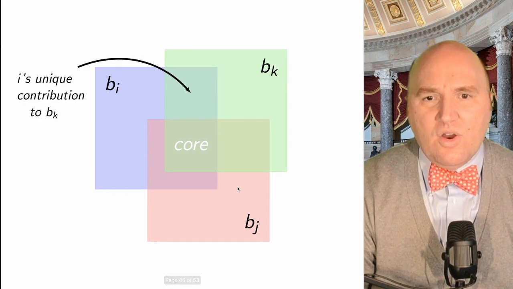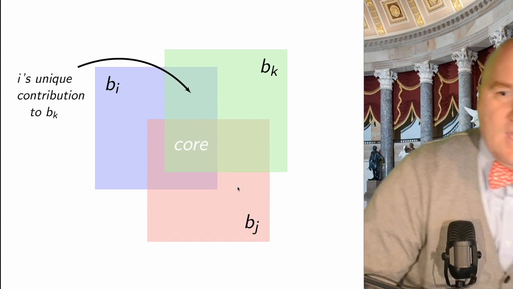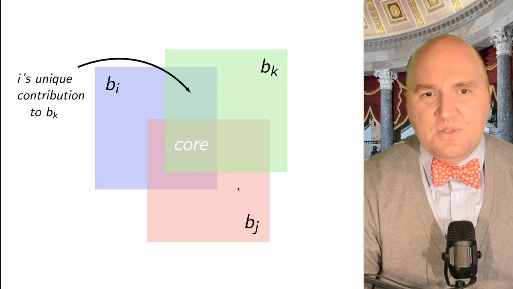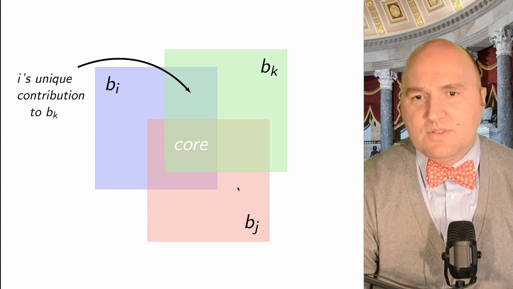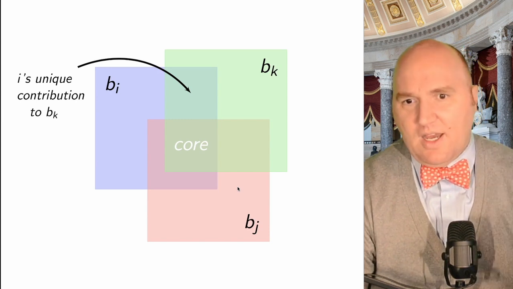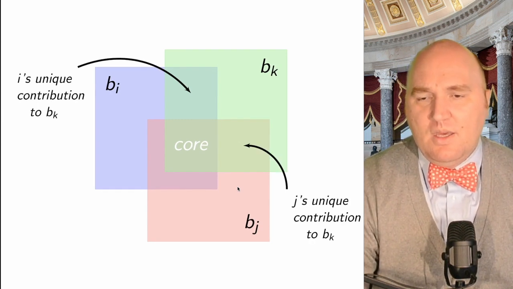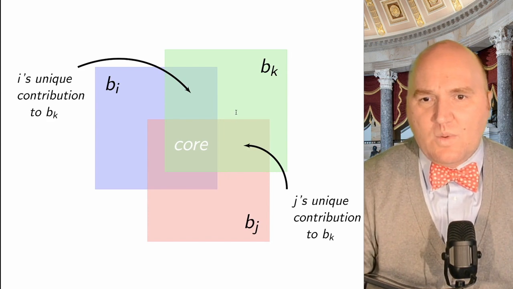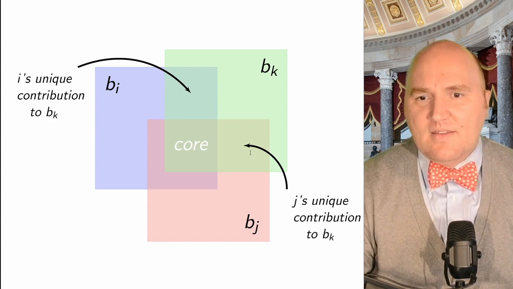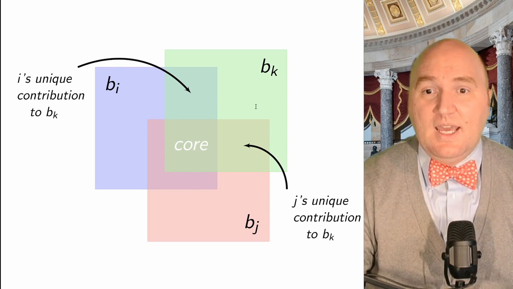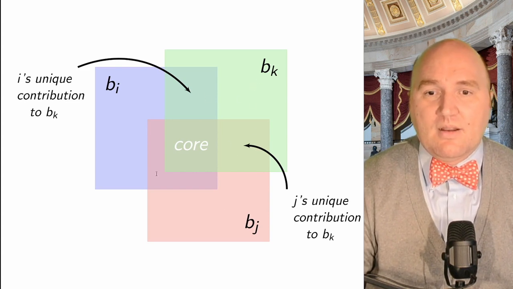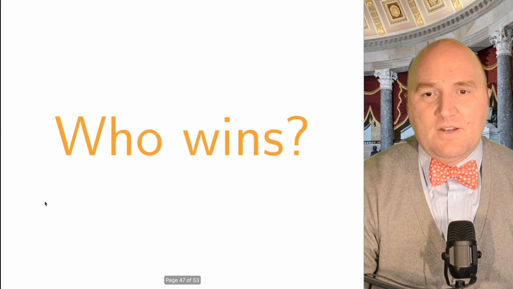What we want to know, if we're trying to figure out who wins, is which chamber makes the largest unique contribution to the final version of the bill. Does it mostly come from the House bill or Chamber I's bill, or does it mostly come from Chamber J's bill? So these squares, what we want to do is compare the size and the content that comes from the bills that are unique to the House and Senate, and see who gets the greater proportion in the final version of it.